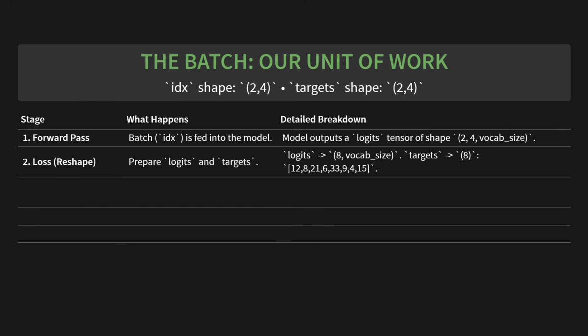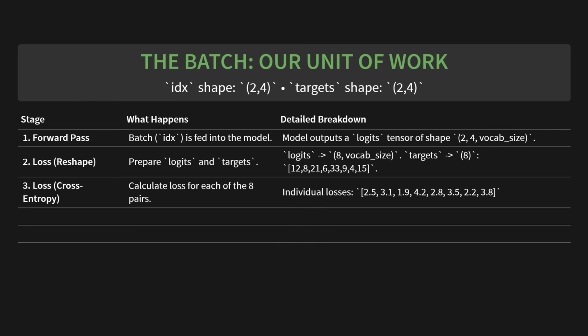We prepare the logits and targets for the loss function. Logits gets reshaped to 8 by vocab_size, and targets gets reshaped to a flat list of 8 numbers: 12, 8, 21, 6, 33, 9, 4, 15. Stage 3, cross-entropy calculation. The function calculates the loss for each of the 8 individual pairs. Let's imagine the results. For the first prediction, maybe the loss is 2.5. For the second, 3.1, then 1.9, 4.2, and so on. We get 8 separate loss numbers.